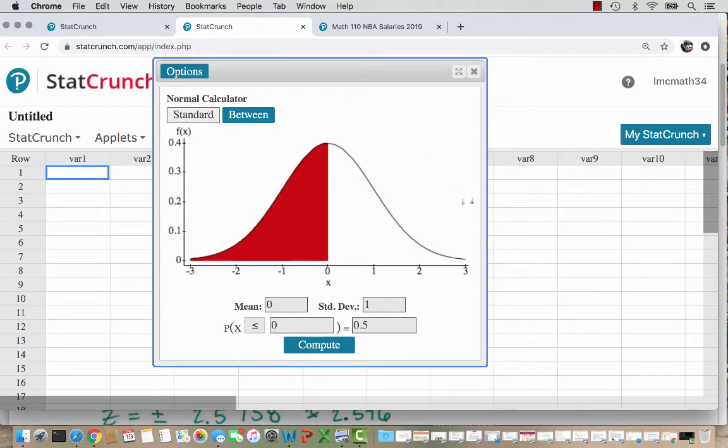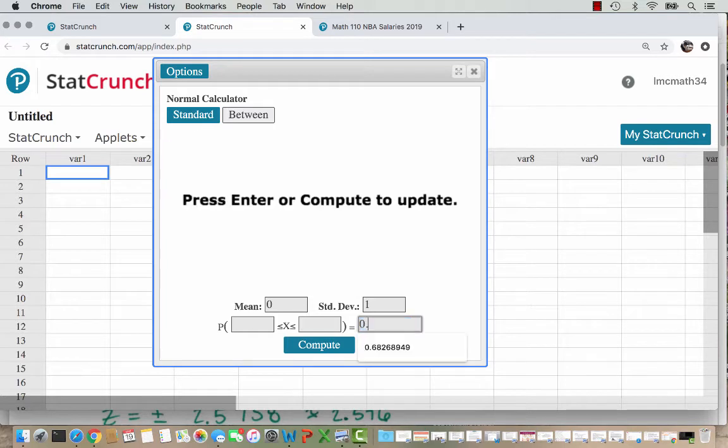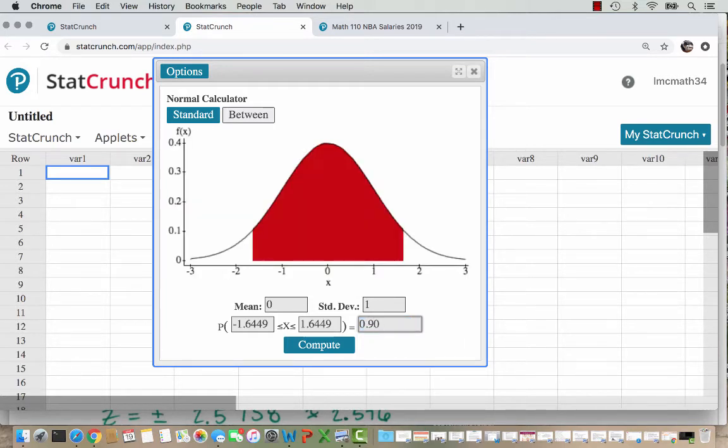And then we want to know where is the middle 90%. So I'm going to go to between. So right now, if I'm down 1 standard deviation and up 1 standard deviation, I've got right about 68% in there. I'm going to change this area, the bottom right box here, to 90%, which is 0.90 as a decimal. And when I hit compute, I see that corresponds with 1.6449 standard deviations on the positive side. We just get the symmetric negative value on the lower side.